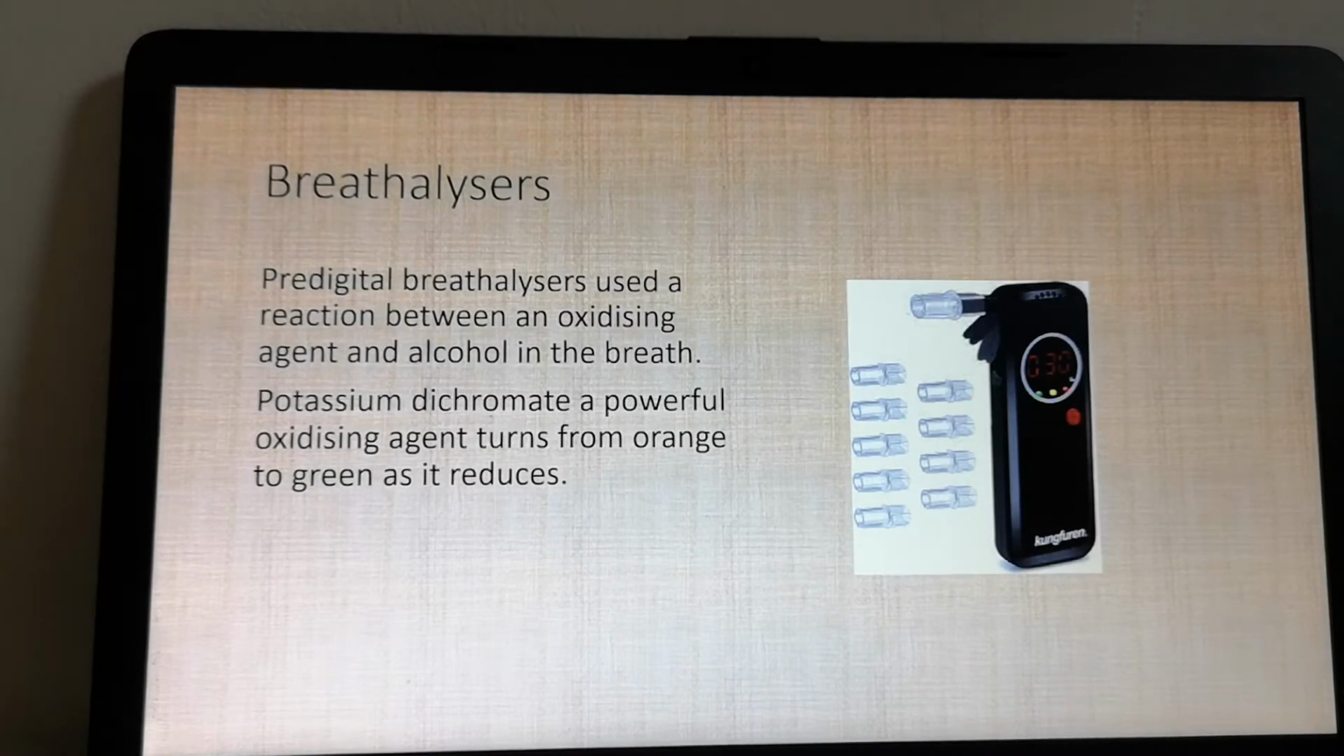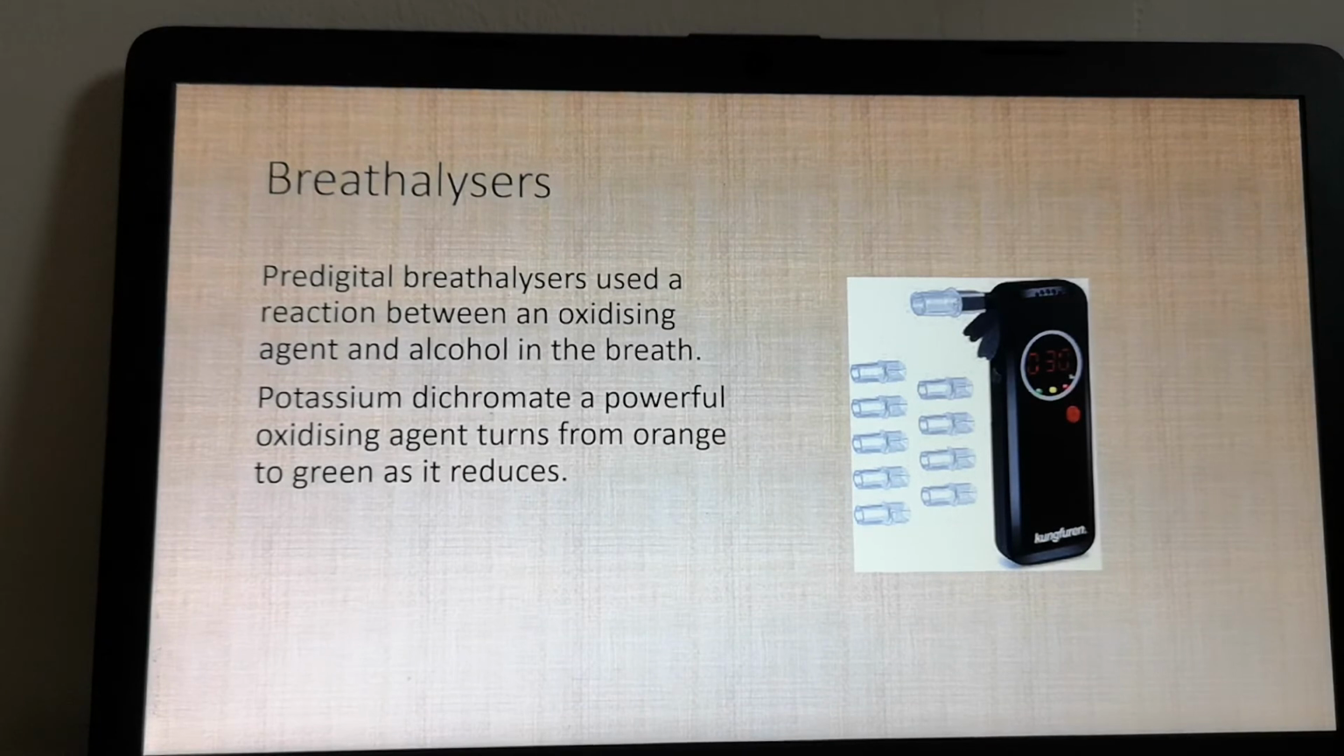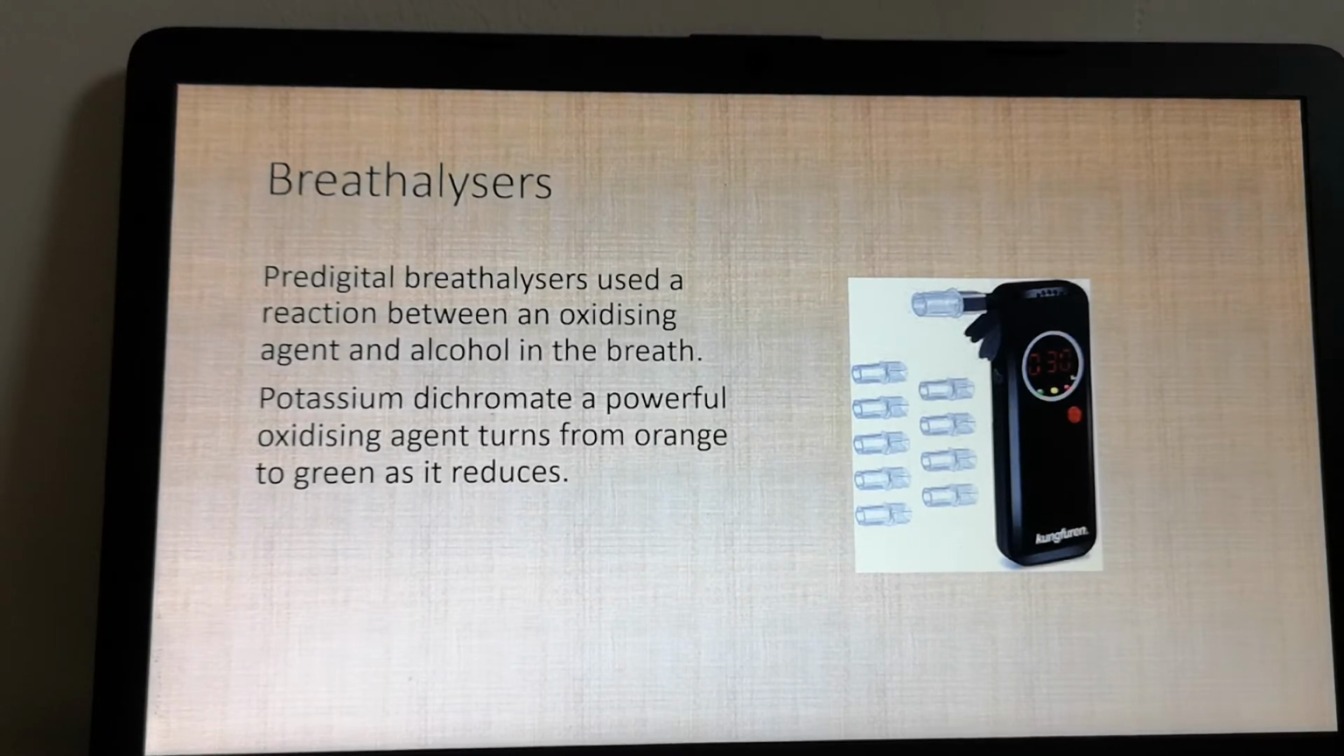Breathalyzers, this is just something to talk about here. Pre-digital breathalyzers use the reaction between oxidizing agents and alcohol in the breath. Potassium dichromate, which is this little orangey crystal stuff. I think you'll use it in one of the experiments. In the organic section, it turns from orange to green as it reduces, as you go into the different oxidation levels of the chromium.